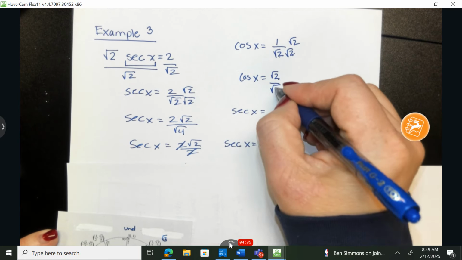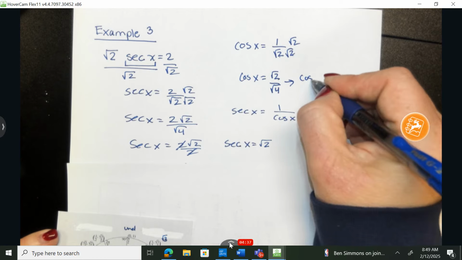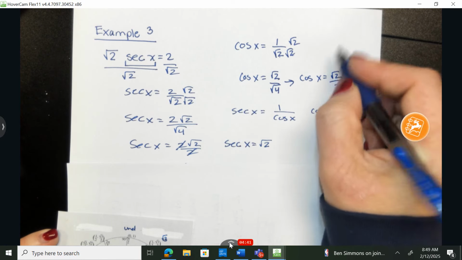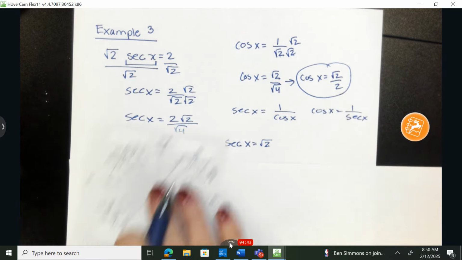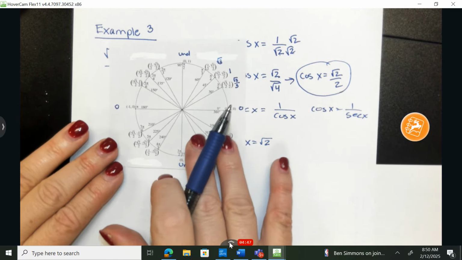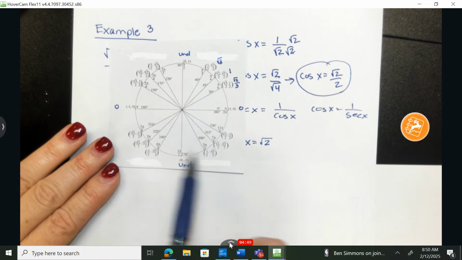2 times 2 is 4, and we know the square root of 4 is 2. All right, this looks like something I can find. So looking at going one revolution around, because we know that our solutions can include 0, go all the way up to 2 pi.